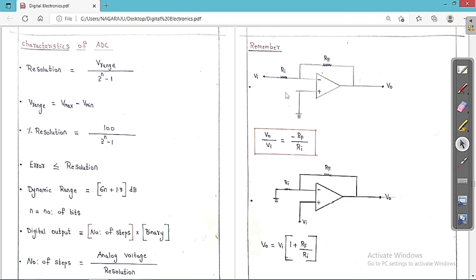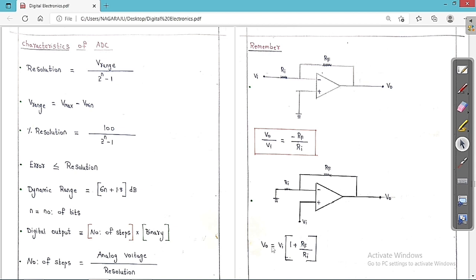Suppose you give the input here and ground here, just the vice versa, meaning the reverse process. Then we can see clearly what is going to happen. For this op amp, if I take the ground here and give the input here, then as I give the input to the non-inverting terminal, this place is called the non-inverting terminal and the negative is called the inverting terminal. It is a negative feedback, because feedback is given from output to the negative input. So this is called negative feedback, and this is a non-inverting op amp.